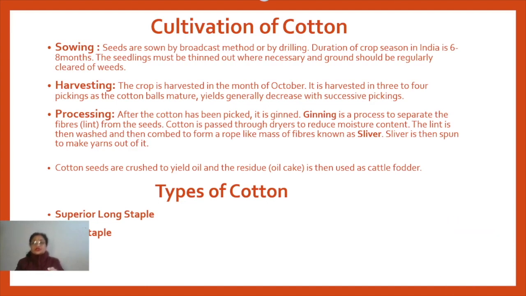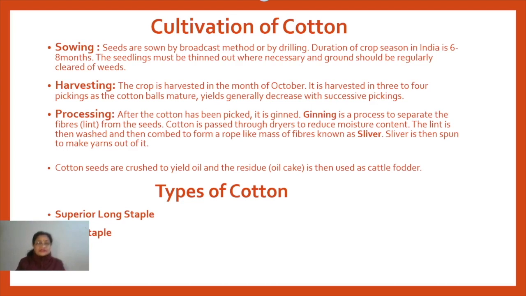Now generally, what is the duration of the growing season of this particular crop? It is almost 6 to 8 months. It takes 6 to 8 months to get fully mature, and after that harvesting is done. And the seedlings, when these are sown, it is always kept in mind that they should have proper distance. Then what about harvesting?